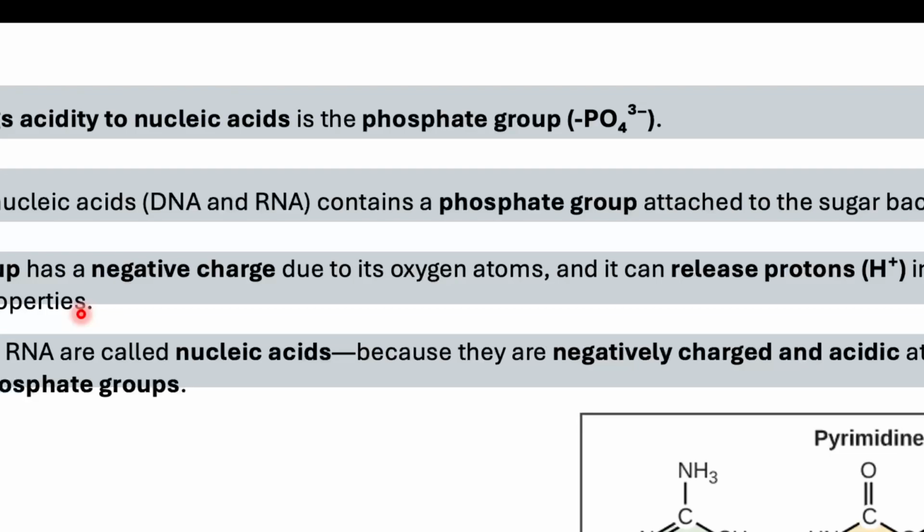The phosphate group resembles phosphoric acid, H3PO4. So the phosphate group has a negative charge and it can release protons when dissolved in solution. This is why DNA and RNA are called nucleic acids, because they are negatively charged and acidic at physiological pH. Even at the pH of blood and the body, which is 7.4, due to ionization of these phosphate groups, we call them nucleic acids.